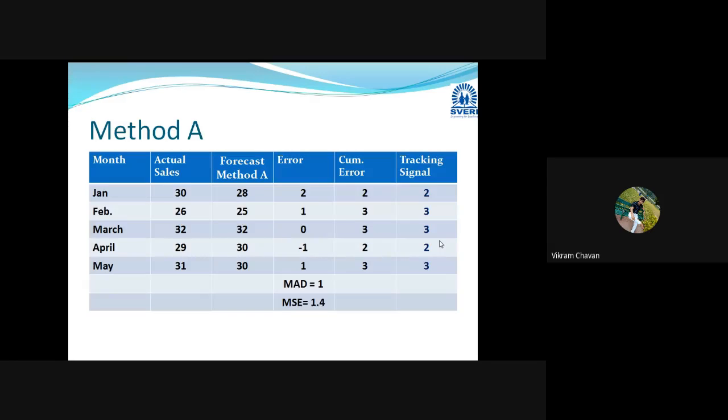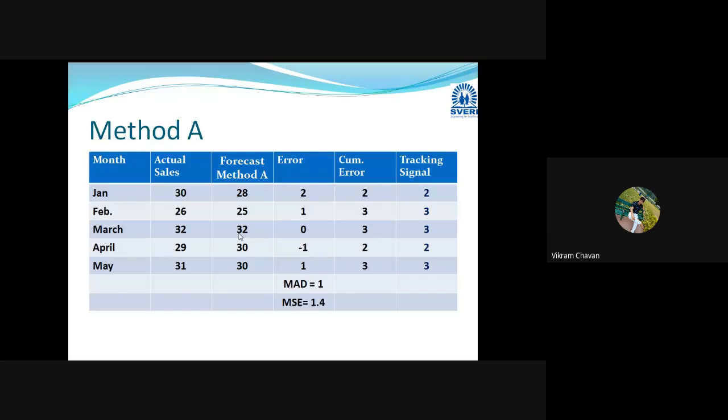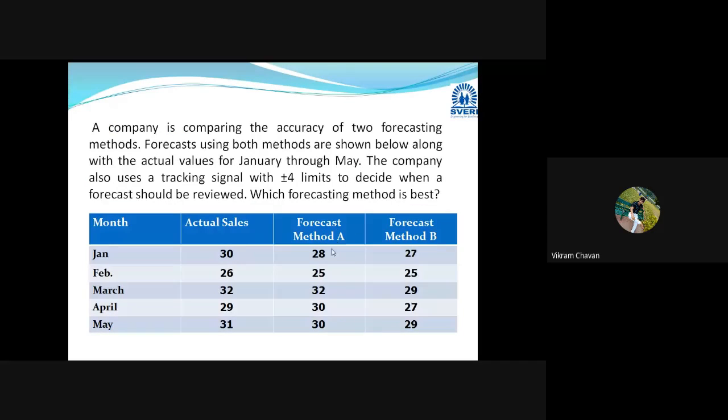Now, it's your task. Format a similar table for method B. Find out MAD, MSE, error, cumulative error, and tracking signal for method B. Here, for method A, we considered month, actual sale, and forecast by method A. Now for method B, we have to form the same type of table by considering month, actual sale, and forecast by using method B.